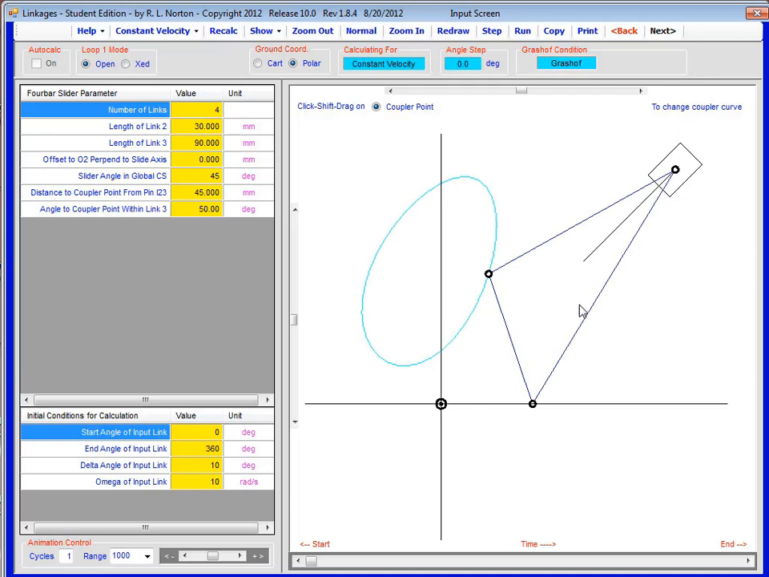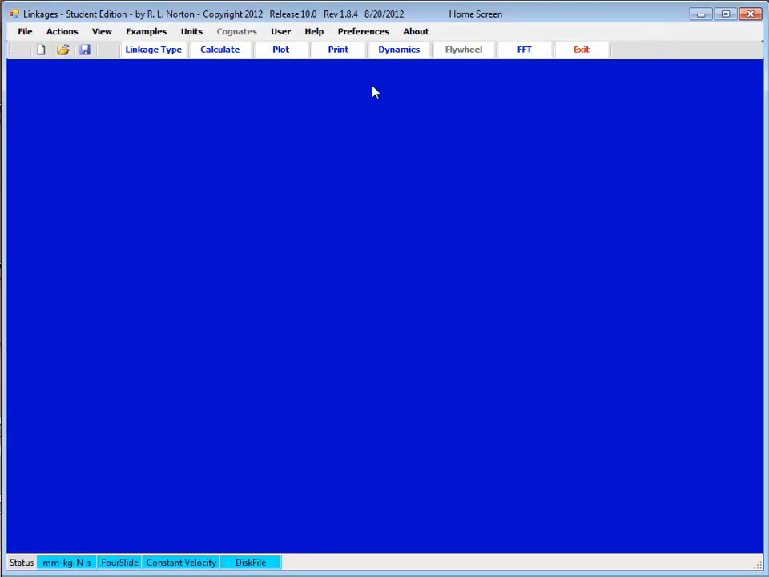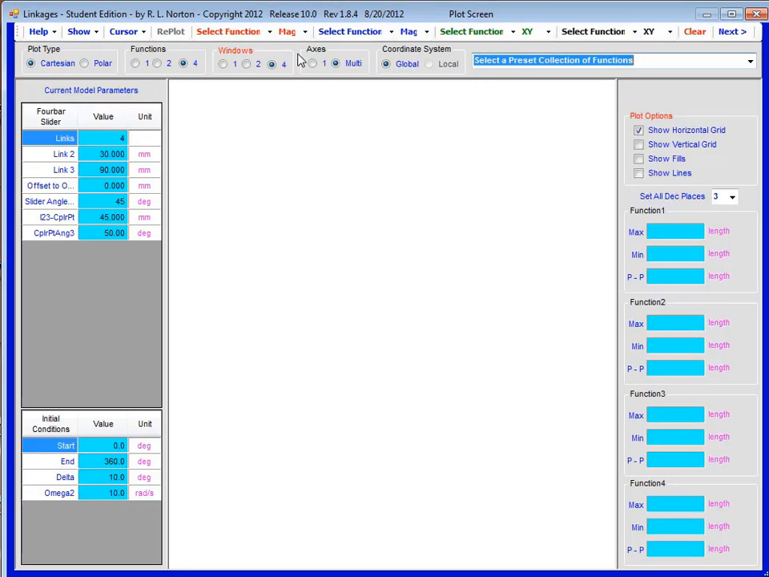So this should look similar to what you would have on the box that you're going to use. You can see here's the coupler point, and you're going to have to generate the curves, the plots. So just go to next and then plot.